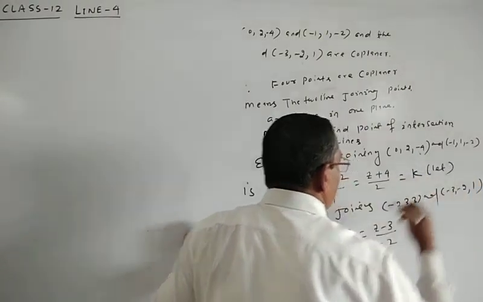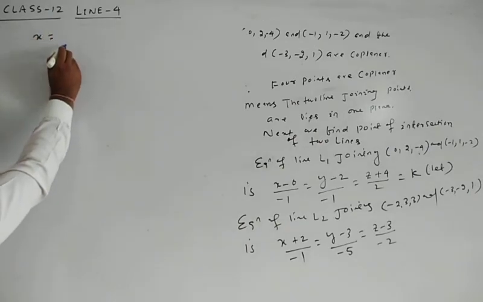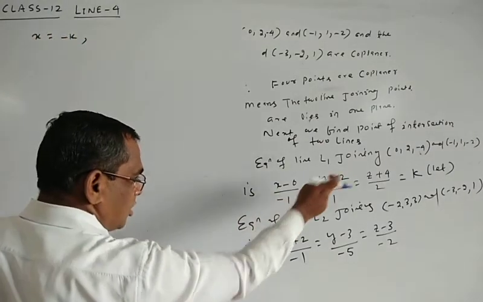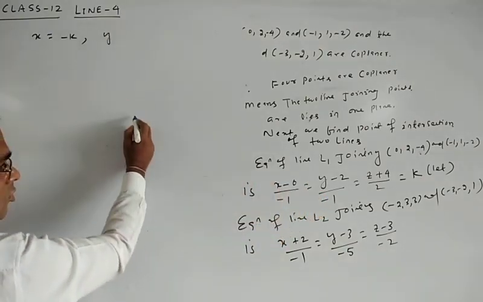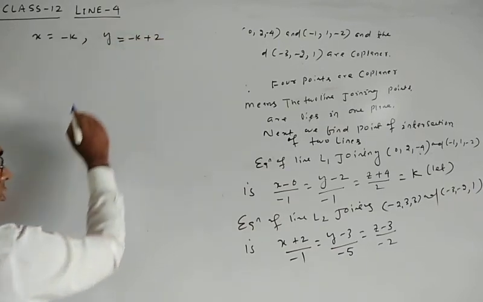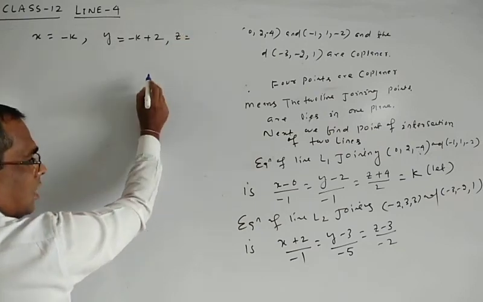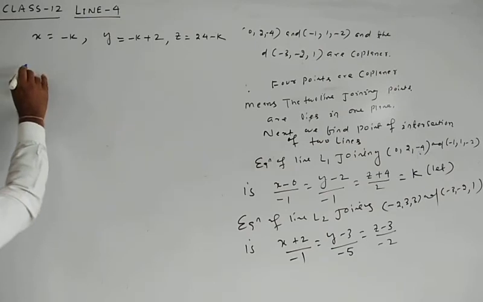So what is x? x by -1 equals k, so x is equal to -k. And what is y? y is equal to -k + 2. And z is equal to what? z is 2k - 4.